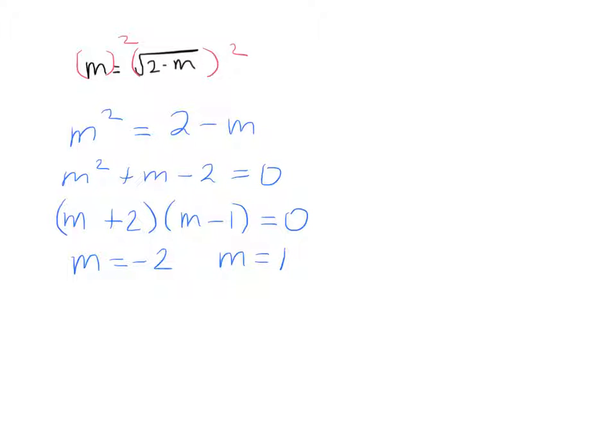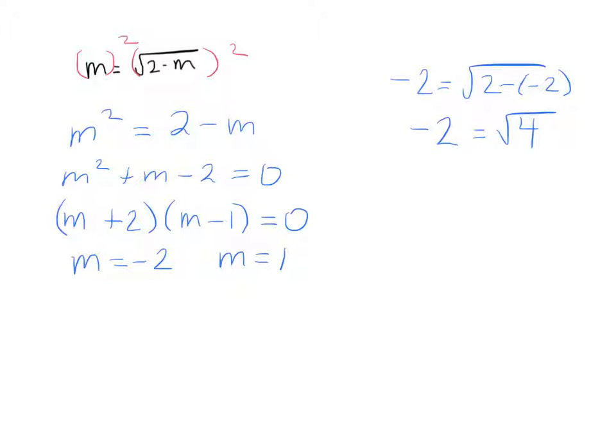And then I need to check those answers to verify. I don't see a problem right off the bat with either one, but let's have a look. If I do negative 2 equals the square root of 2 minus negative 2, then I get negative 2 equals the square root of 4.